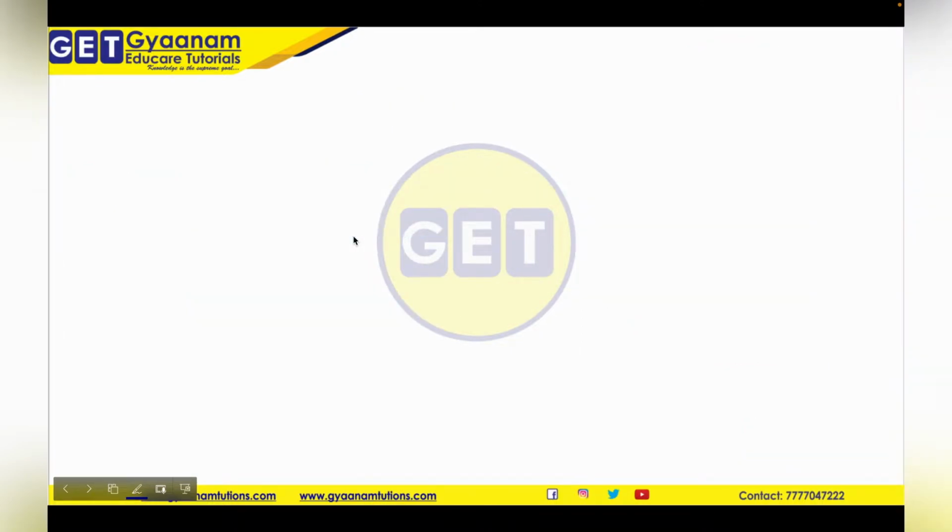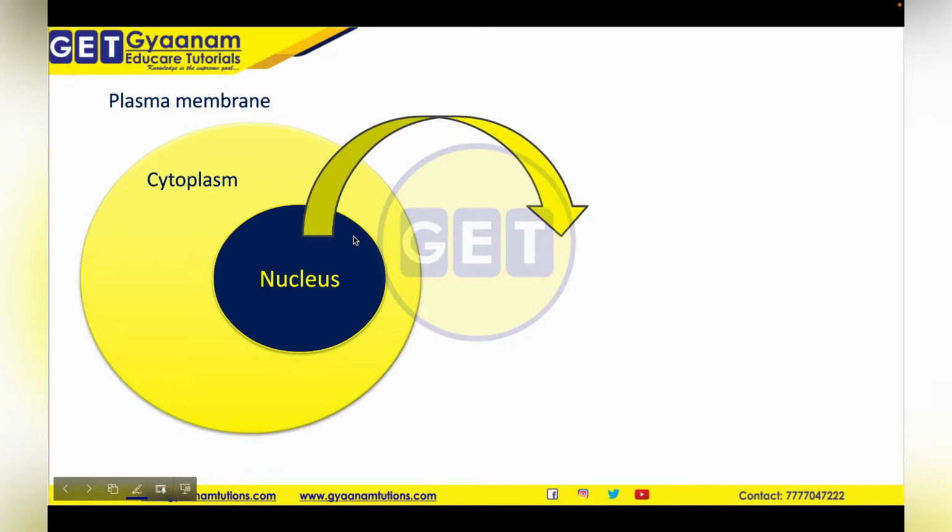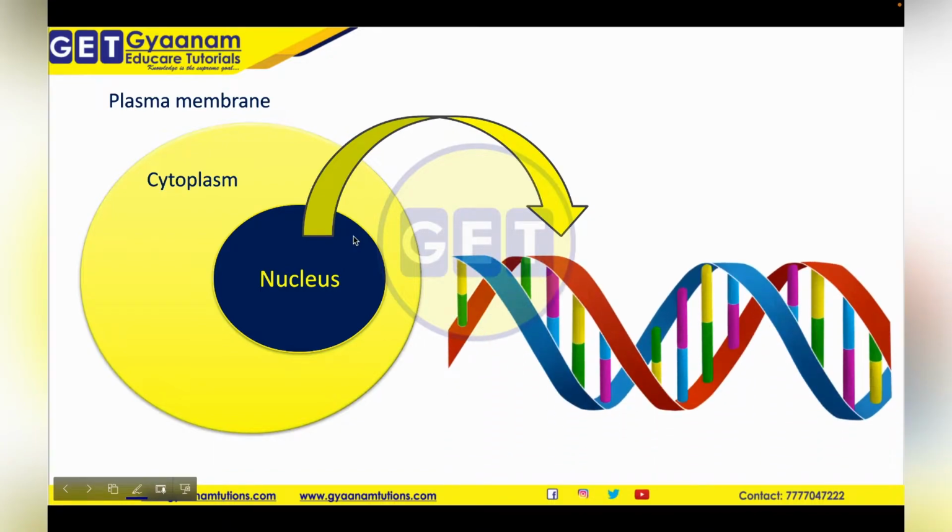Let's talk about transcription. To understand transcription, we're going to have DNA, and for DNA we need to zoom in inside the cell. So this is the cell. Inside the cell we have the nucleus, and the outside portion of the nucleus is known as the cytoplasm. The periphery of the cell is known as the plasma membrane or cell membrane. If we zoom inside the nucleus, we are going to have the DNA.